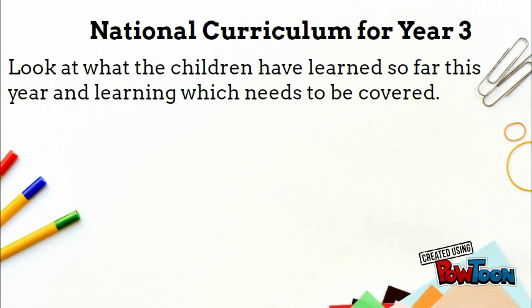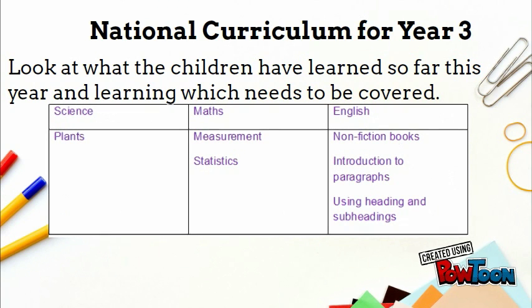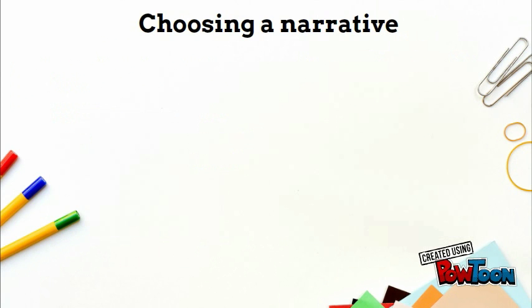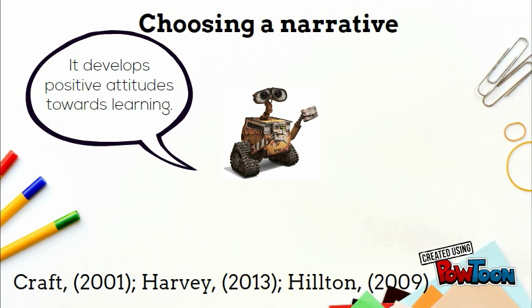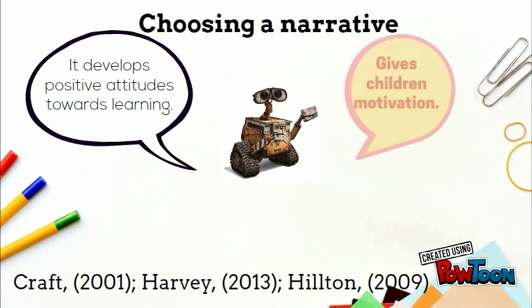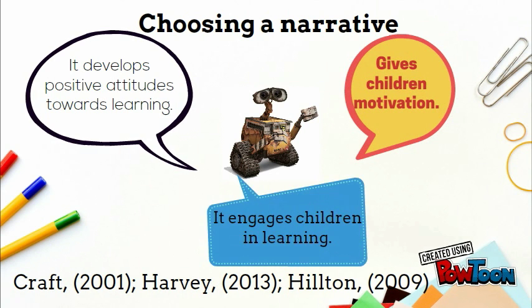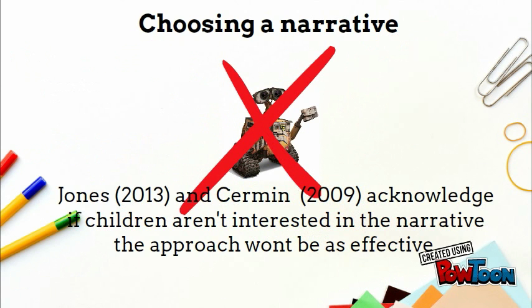For example, these learning areas were selected for a Year 3 class. Plants in science will go well, non-fiction books in English and measurement in maths. The Year 3 class are interested in the book WALL-E, which will be used as the narrative in this example with adaptations. By choosing a narrative children are interested in, Craft acknowledges it develops positive attitudes, as children want to learn due to the motivation and engagement through the narrative, resulting in better learning. However, issues can occur when the student can't connect with the narrative.